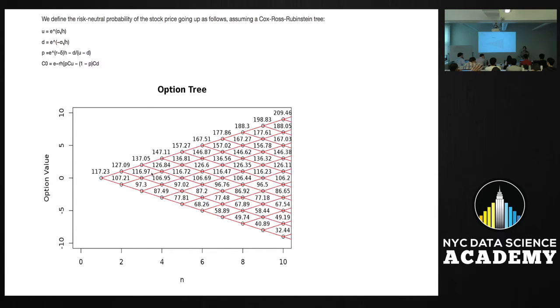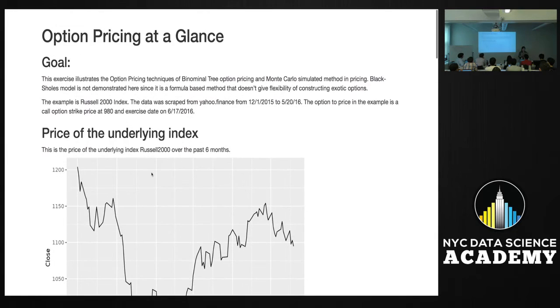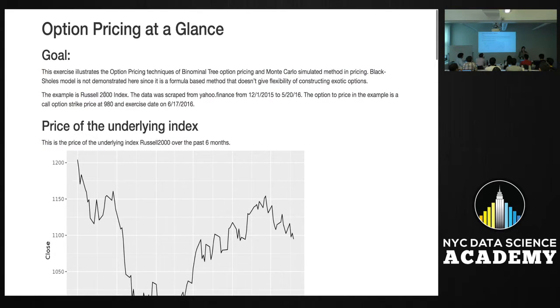Yeah. I guess I'm confused. What data did you scrape? I scraped Yahoo Finance, the Russell 2000 index from December 1, 2015 to that. Maybe I should be familiar with that, but I'm not. So what data was in there?